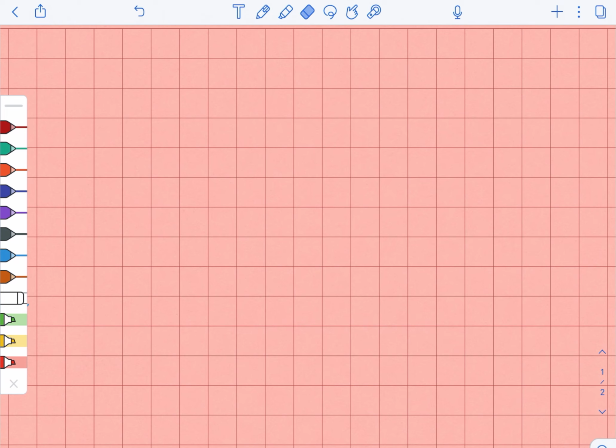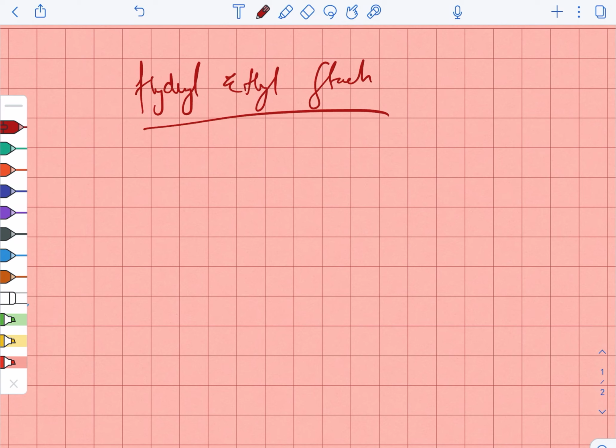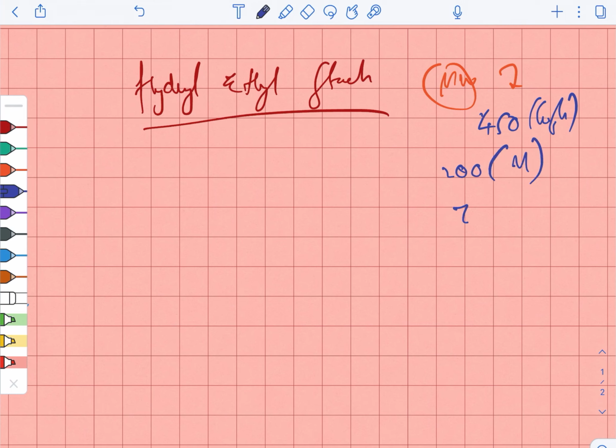Next we are going to look at the hydroxyethyl starch. So here the molecular weight is about 450, this is high, then 200, this is medium, as well as 700, which is low.